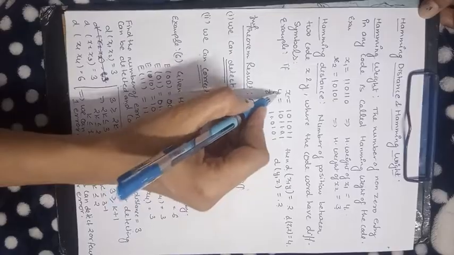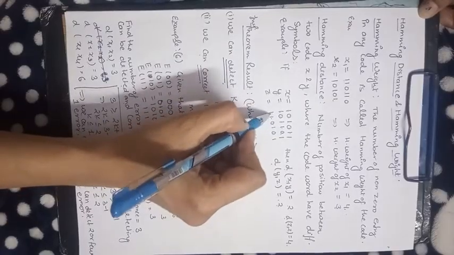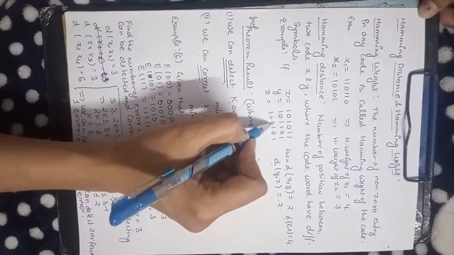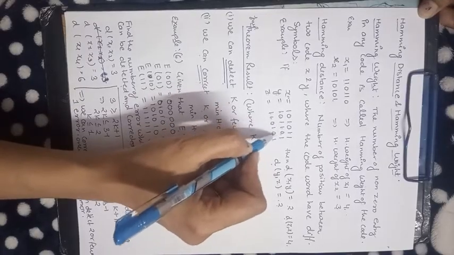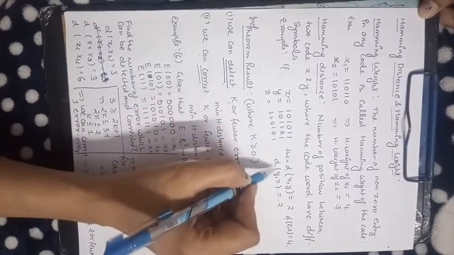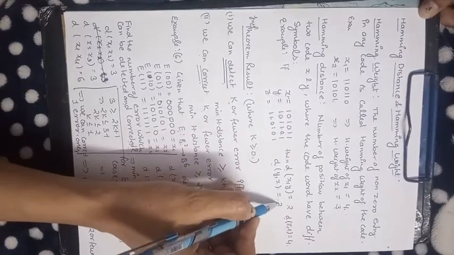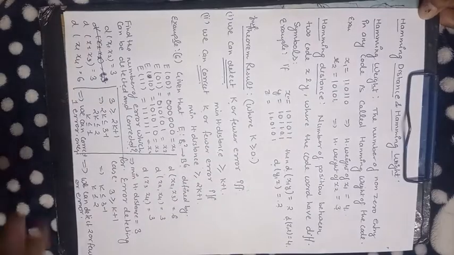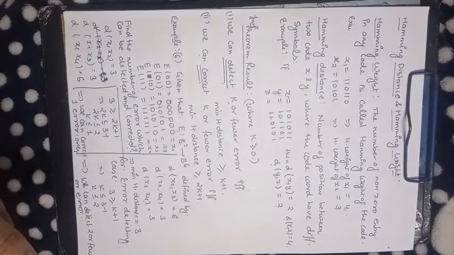Similarly, what is the distance between y and z? 1 is same, 0 1 is one place where we have a different entry, and 1 0 is a second place, 1 0 is same, 0 0 same, 1 1 same. That means again the distance between y and z is equal to 2. Similarly, we can find the distance between z and x also. This Hamming distance definition is very important here.